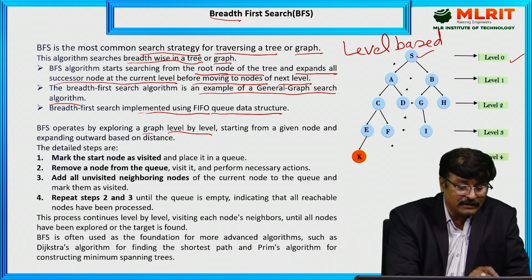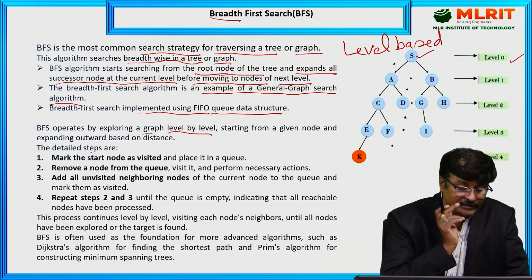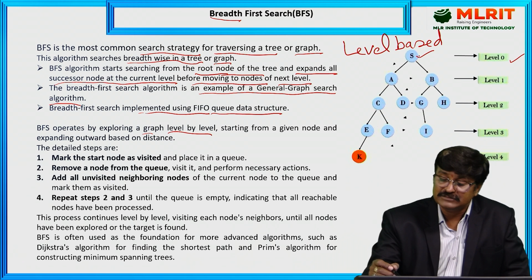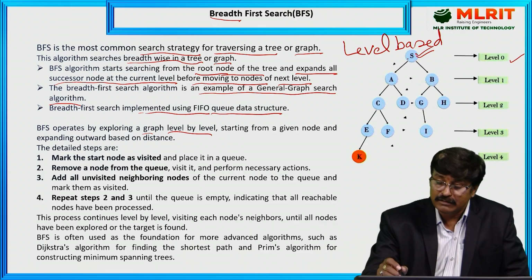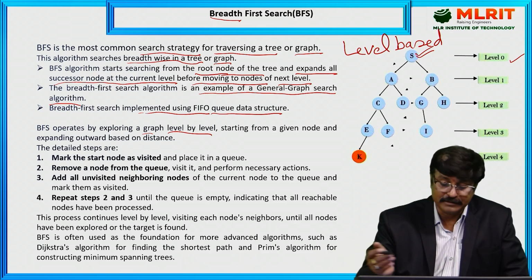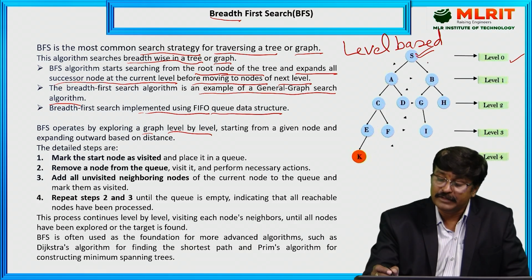So here the algorithm has different steps. Mark the start node as visited. First you start with the S node, that is the root node. You test whether it is the goal node or not. If it is the goal node, your solution is reached and you terminate the algorithm. Otherwise you go to the next level. Next level, what it is, the A is there.